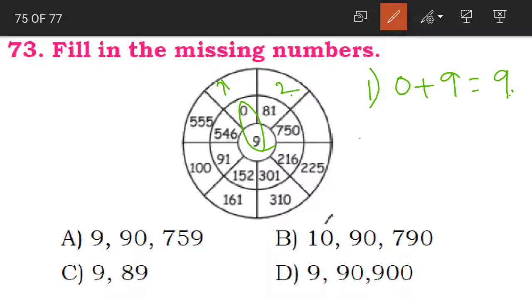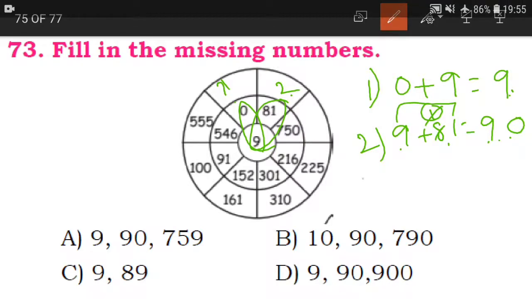Coming to second number, 9 plus 81. Yes children, in the ones place we have 1 plus 9, that is 10. 1 carried, 8 plus 1 is 9. So our second number is what? 90. 9 plus 81, 90.